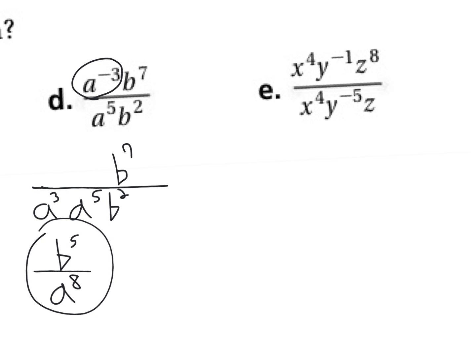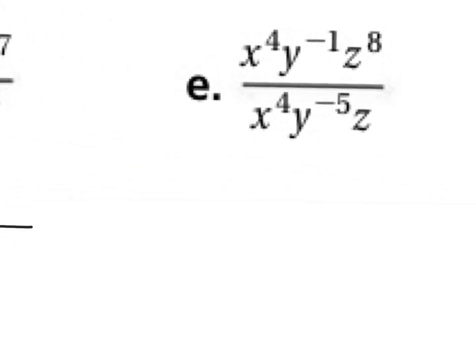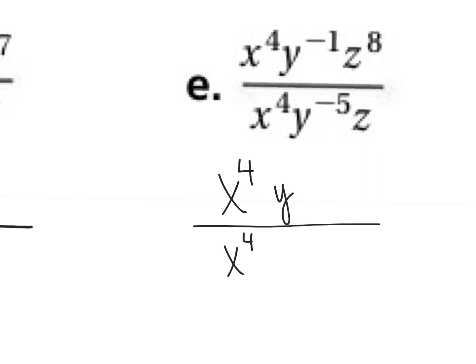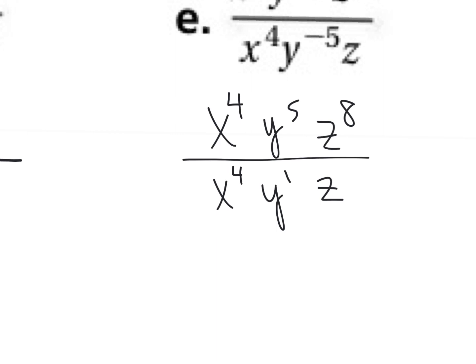And then part E is similar. We have a little bit more with the negative exponents here. But I just like to get rid of the negative exponents and then start working the problem out. It just seems easier for me to work through that way. X to the 4th over x to the 4th, basically those cancel out.